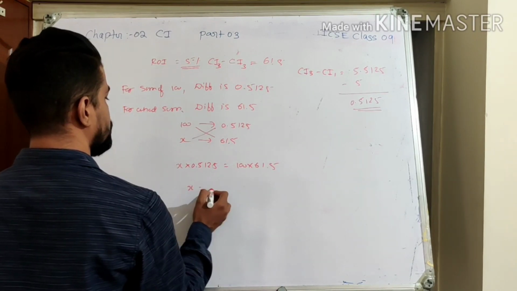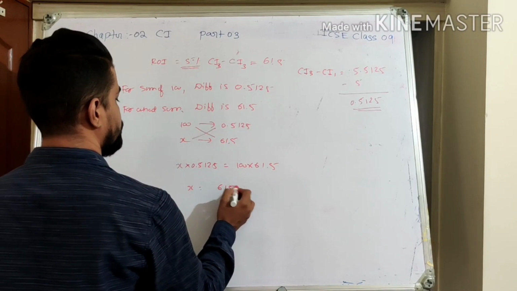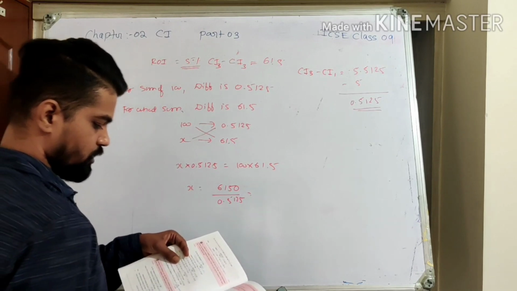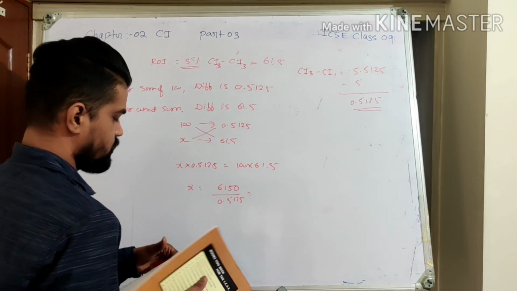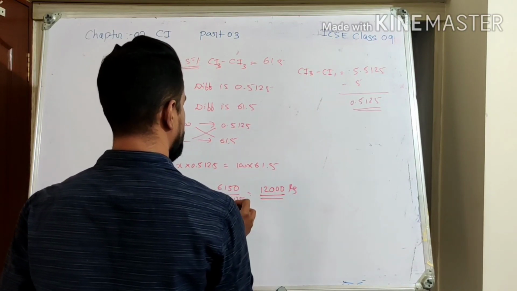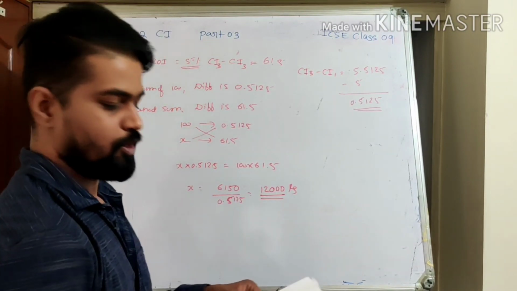So you solve this, you will get 6150 divided by 0.5125. So when we solve this, the answer has come as 12,000 rupees. You have to do the calculation properly, you will get the answer 12,000 rupees.